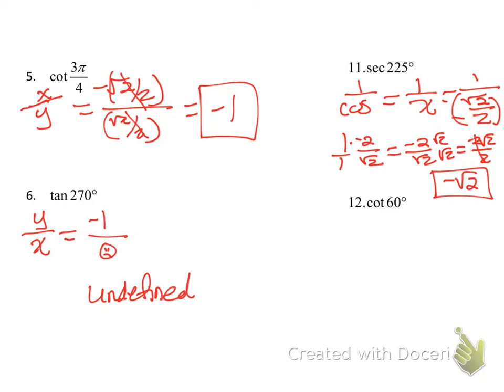It can get tricky doing these harder ones that have multiple steps with the radicals, so check it. Put in your calculator 1 divided by cosine 225 and see what number you get. Type in negative root 2. Make sure they match, okay?